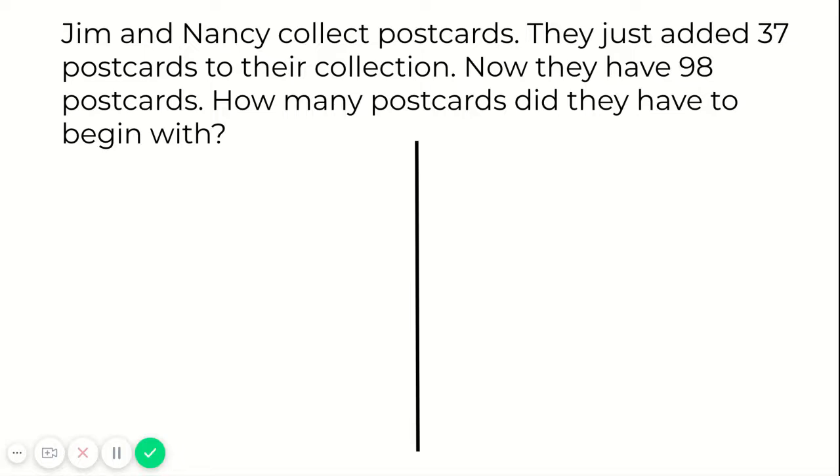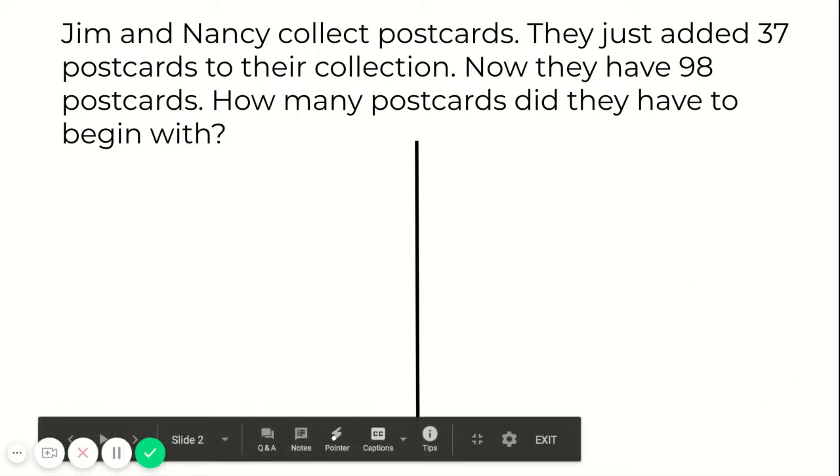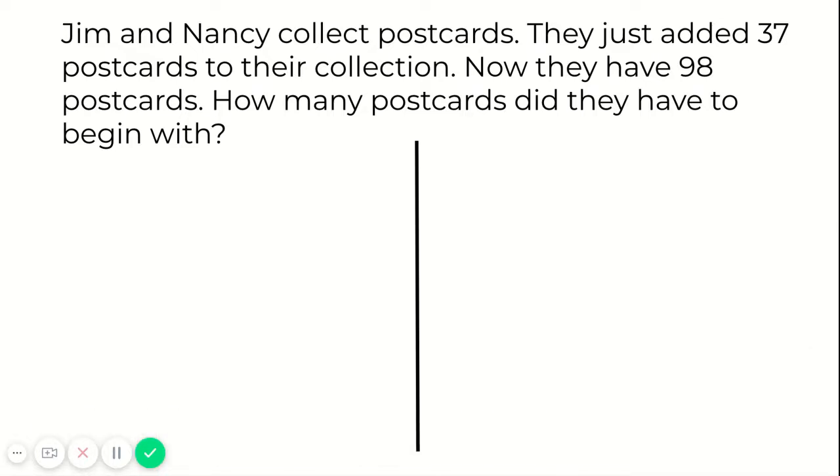The first thing that you should be thinking about is what's happening in the story, and you should be trying to make a picture in your mind. So maybe you see a picture of Jim and Nancy with all of their postcards. Maybe you're visualizing them adding more postcards. Maybe they're pasting them into a book or putting them into a box. And you might also see a picture of how many postcards they have now in their collection. So make sure that you're stopping to visualize what's happening in the problem.